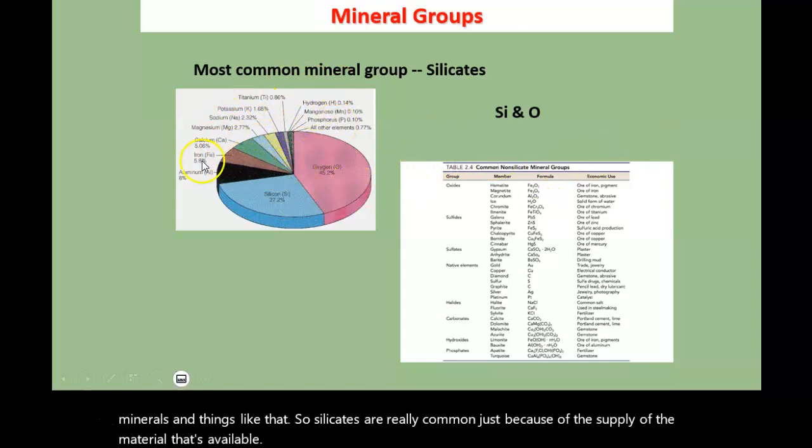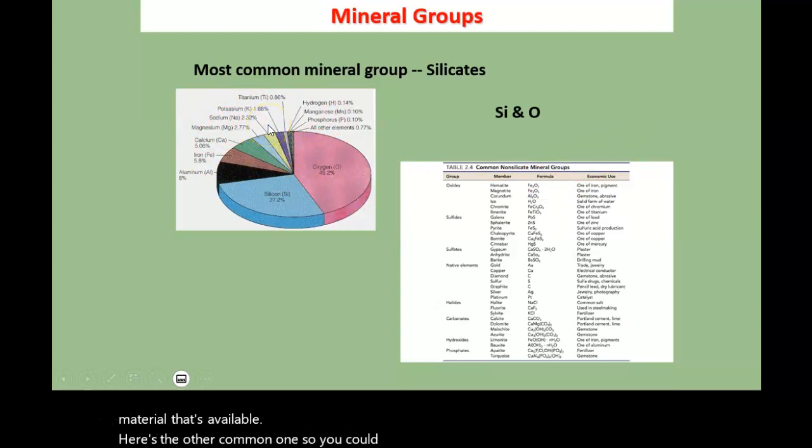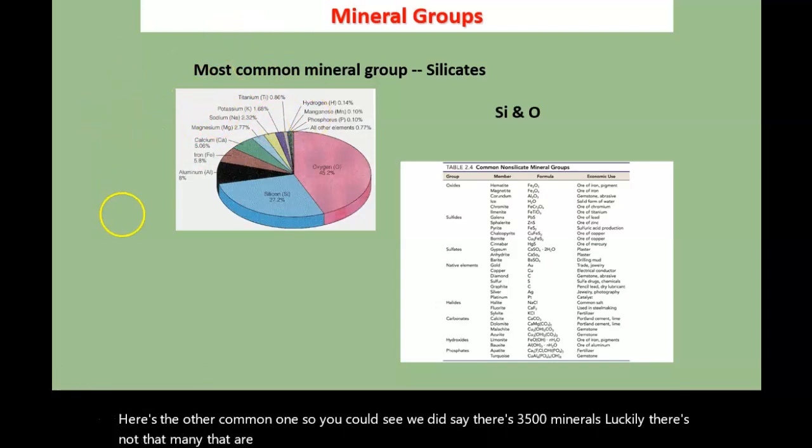Here's the other common ones. So you can see we did say there's 3,500 minerals. Luckily, there's not that many that are common or abundant, so we don't form so many that we can't figure out what they are, because the really crazy ones are rare.